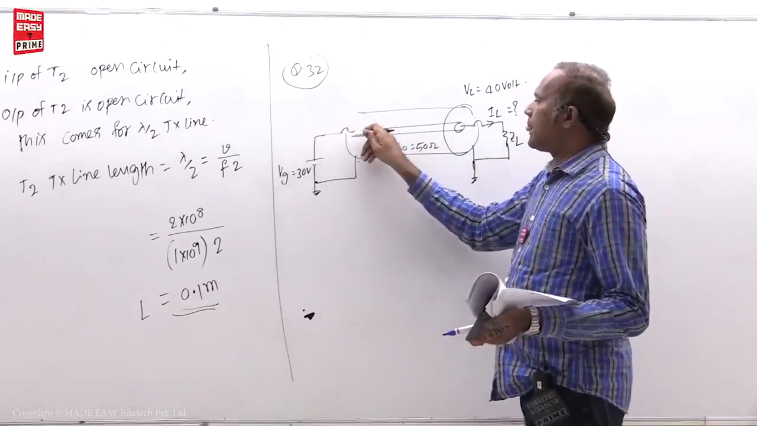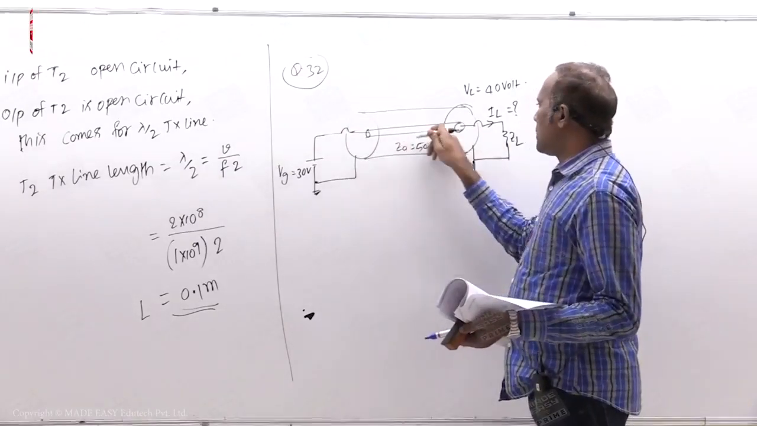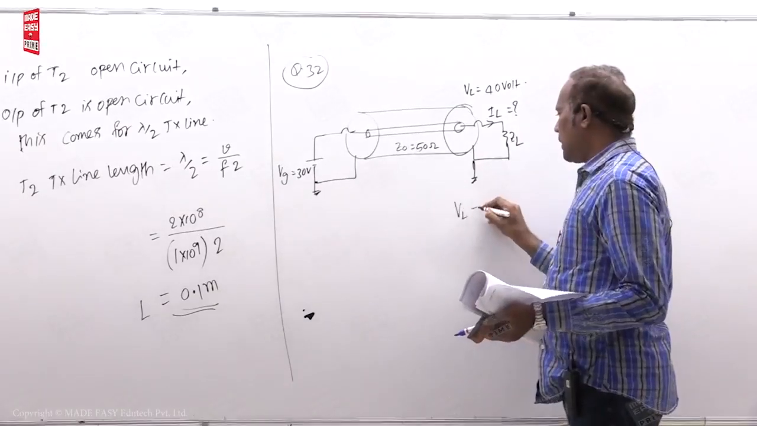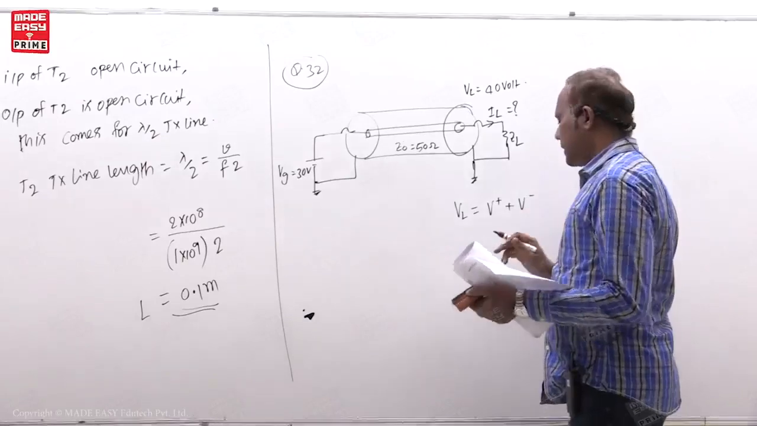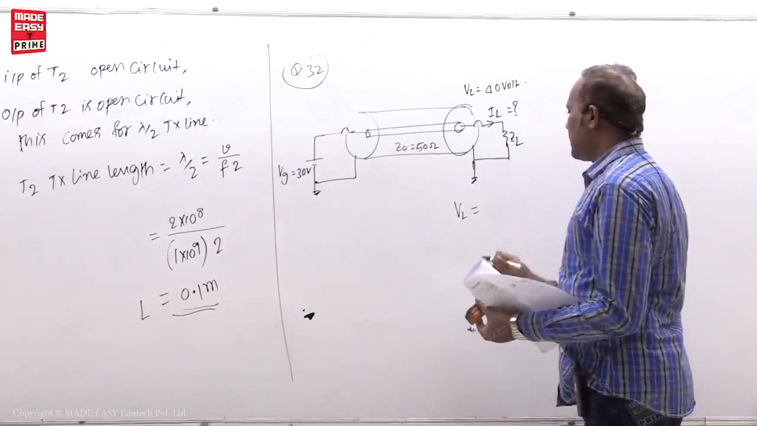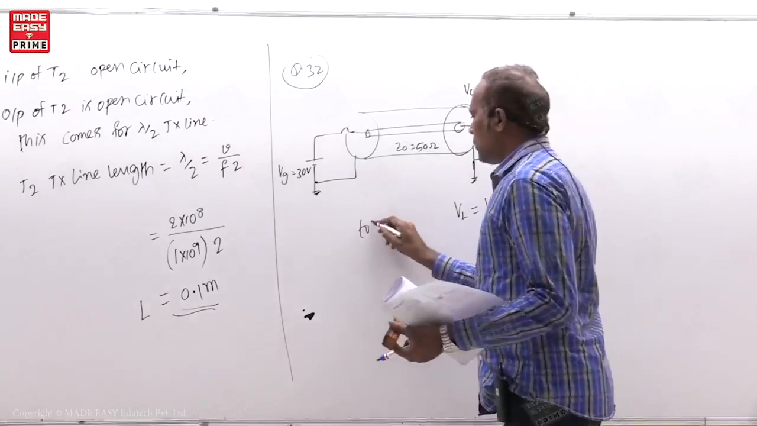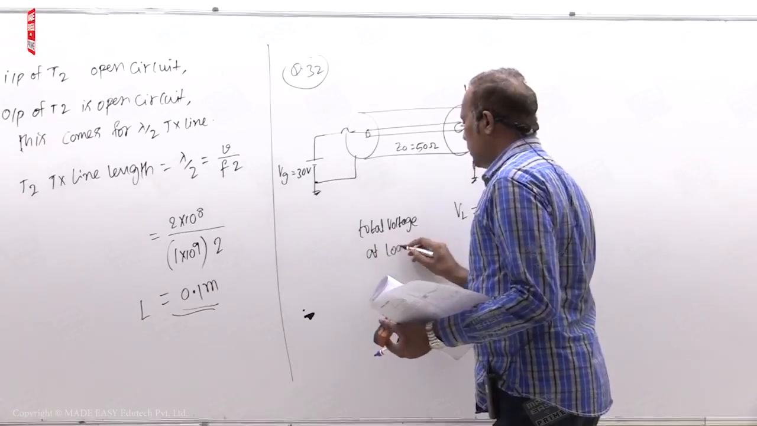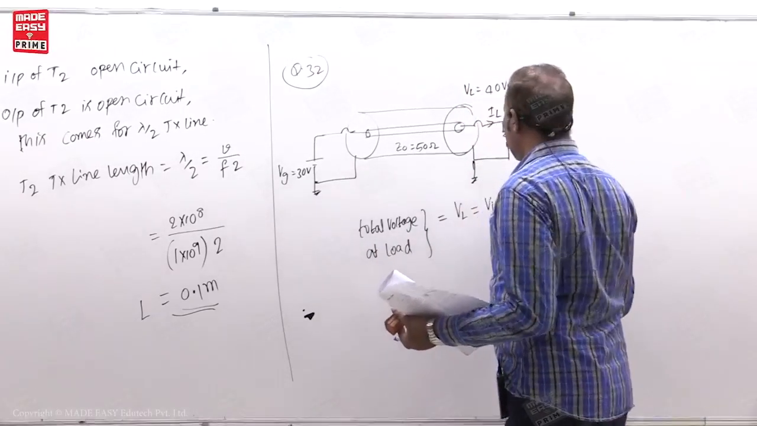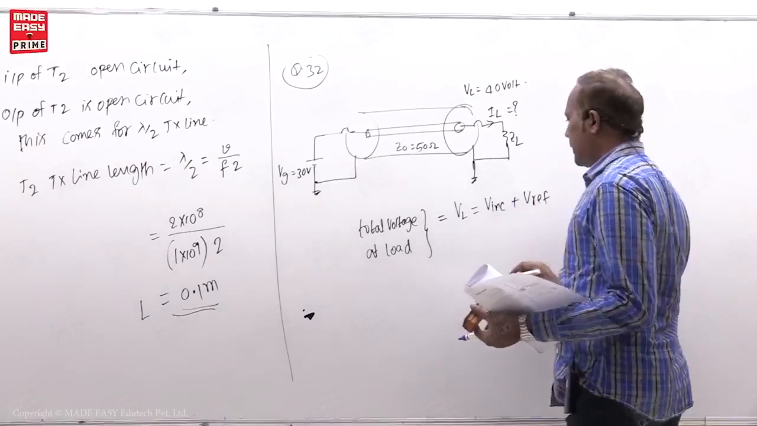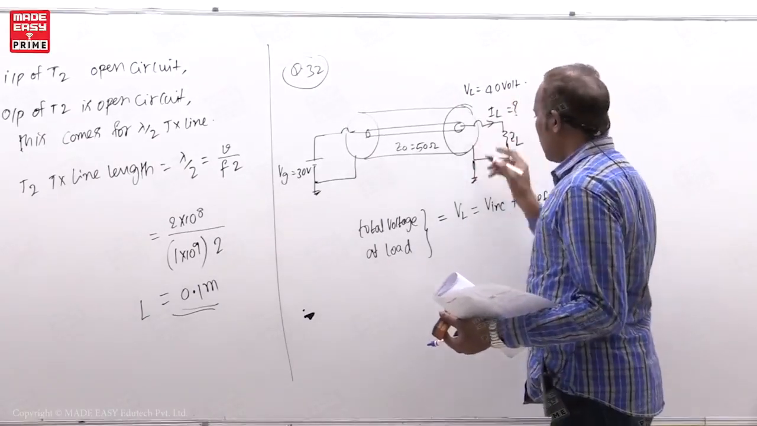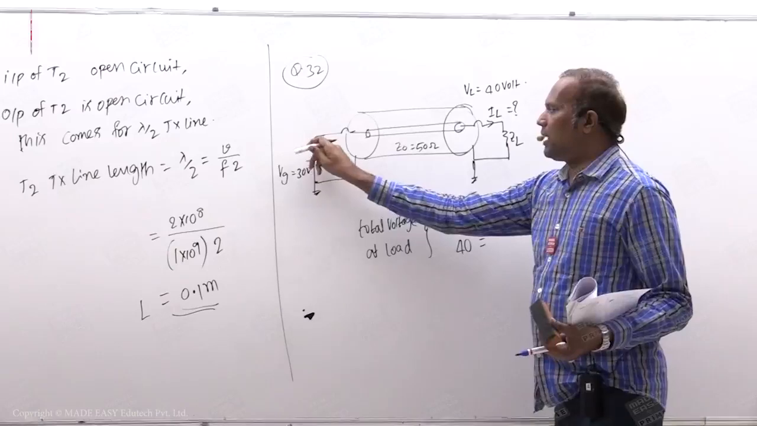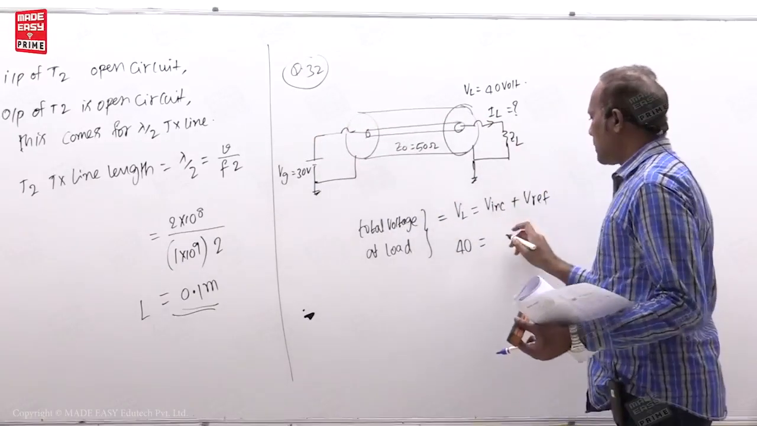So here he is sending 30 volts, that means 30 volts is going, but here it has become 40 volts. What is the meaning of that? Total voltage at load is equal to V plus plus V minus, or otherwise I will do like this: total voltage at load VL is equal to V incident plus V reflected. So he has given that total voltage at load as 40 volts. Now V incident voltage is nothing but 30 volts only, because if it is going like this, then 30 volts.